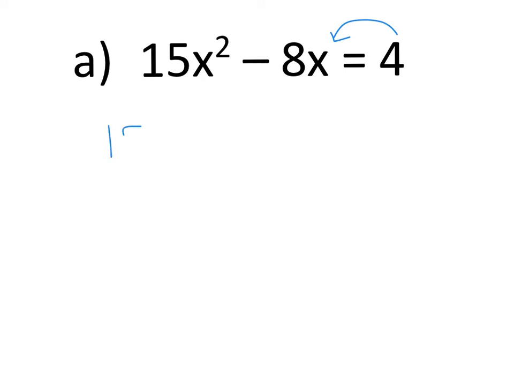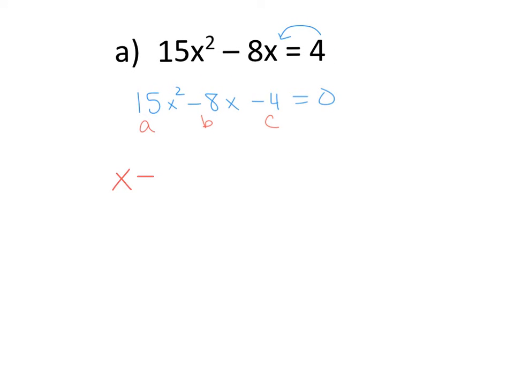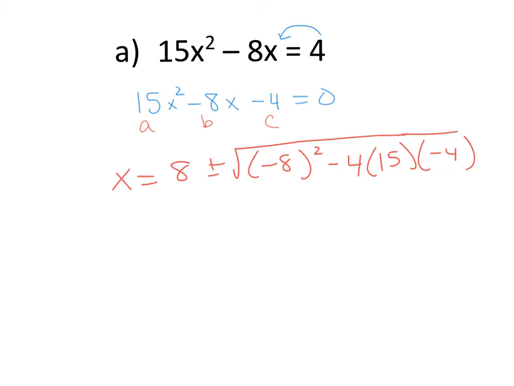We're going to bring that 4 over and get 15x squared minus 8x minus 4 equals 0. So again, I've got A is 15, B is negative 8, and C is negative 4. Okay, make sure it's in standard form. All right, so now I'm going to start my quadratic. So x equals negative b, or the opposite of b. So the opposite of negative 8 would be 8 plus or minus the square root of b squared, so negative 8 squared minus 4 times a times c, all over 2 times a, or in this case, 2 times 15.